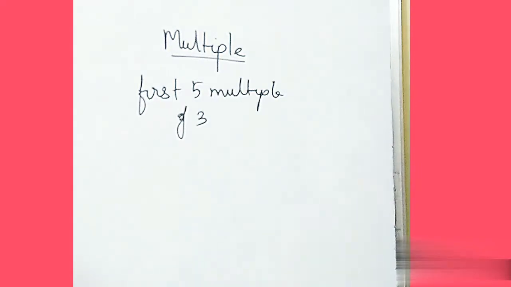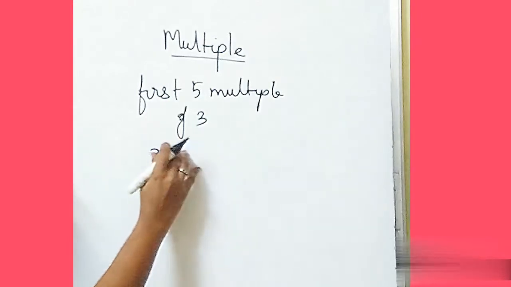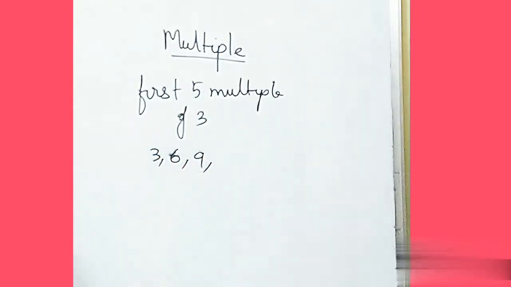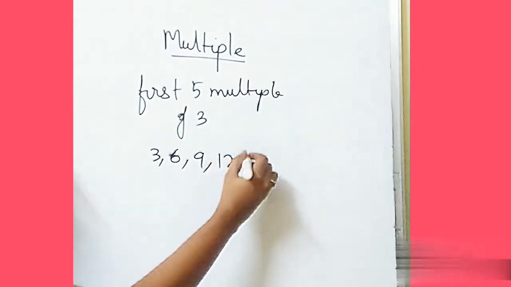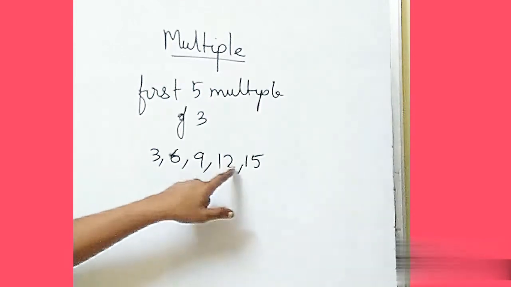the table of 3, like 3, 6, 9, 12, 15. So this is the first 5 multiples of 3. This term multiple means they are telling about what multiples are coming in the 3 table. That is 3, 6, 9, 12 and 15.